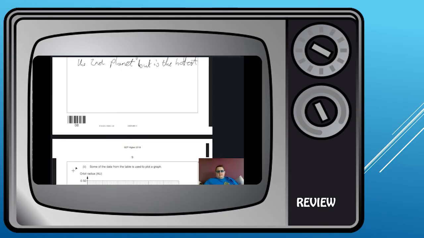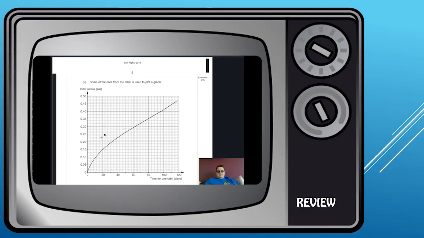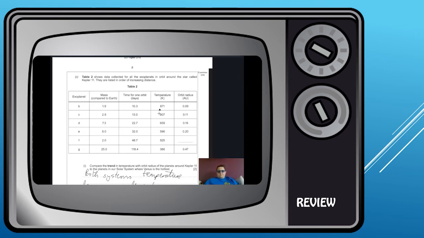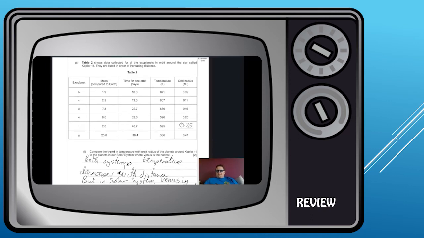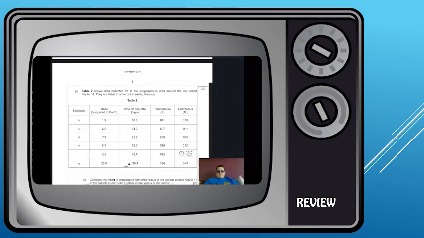Okay, then it asks us to complete the table using this graph. So we come up from 46.7 and we come across and we get to about there. Because it's a bit of a curve, pretty tricky to do, they allow you a range, but it's roughly 0.25 AU.